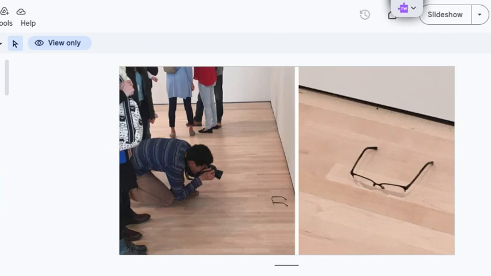What is this art piece about? Because people seem to be really interested in it. And people came up with ideas about perspective and getting down to people's level so you can see things a certain way and yada, yada, yada.